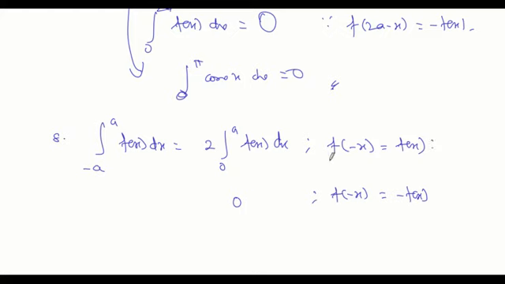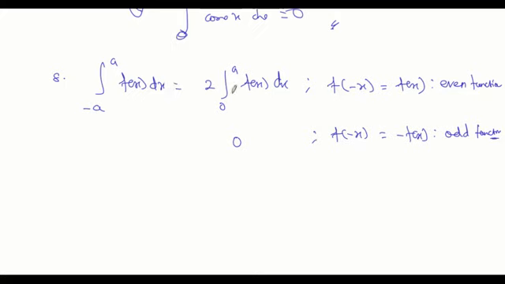Here, children, we need to remember: f of minus x equal to f of x means it is an even function. F of minus x equal to minus f of x means it is an odd function. To check whether the given function is even or odd, it's very simple: just substitute minus x in the place of x. If we get the negative of the given function, we can say it is odd. If you get the same function after you substitute minus x, it is even. If it is even, the answer is 2 times the given integral from 0 to a. If it is an odd function, your answer is immediately 0, children.